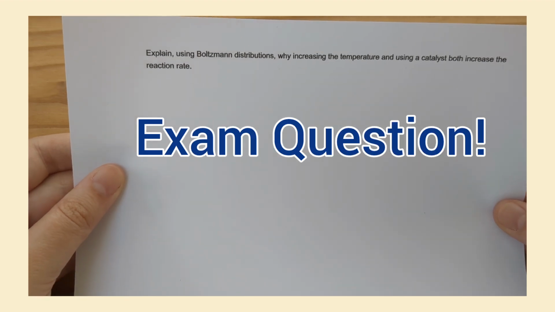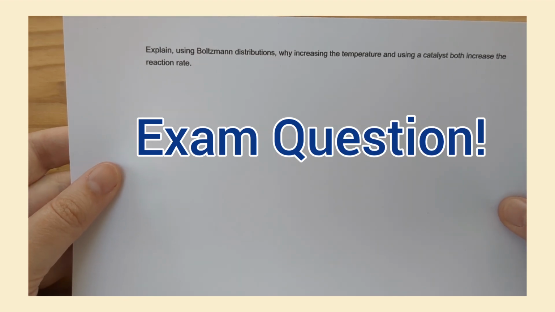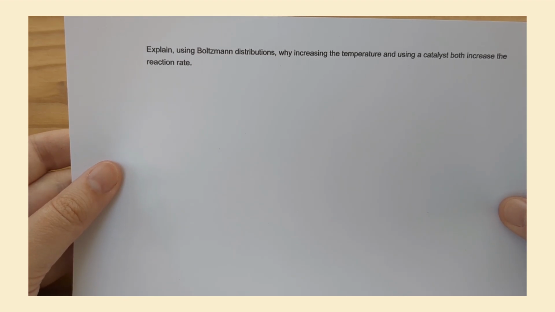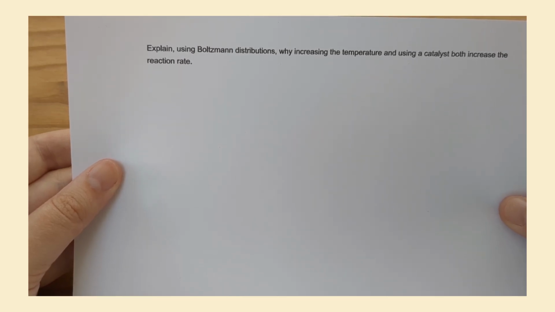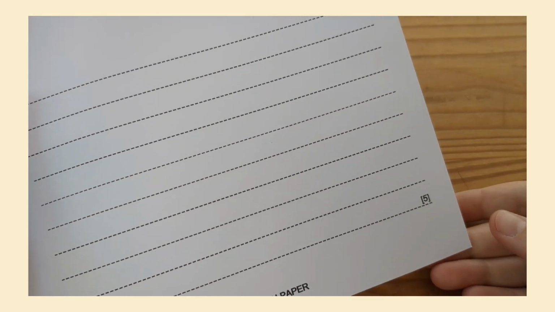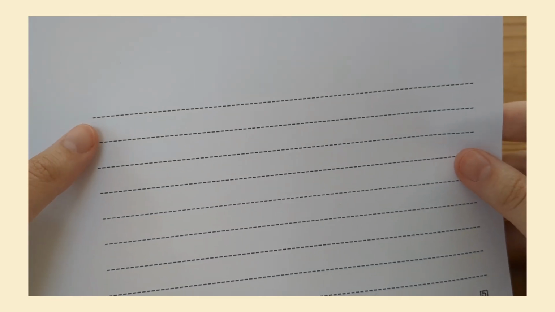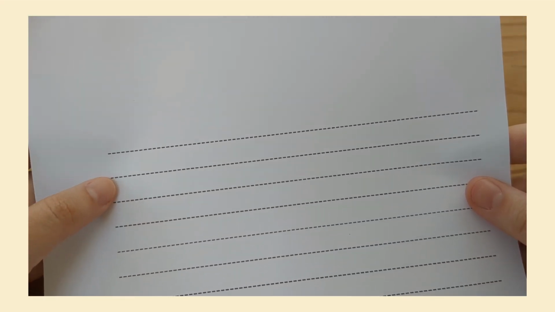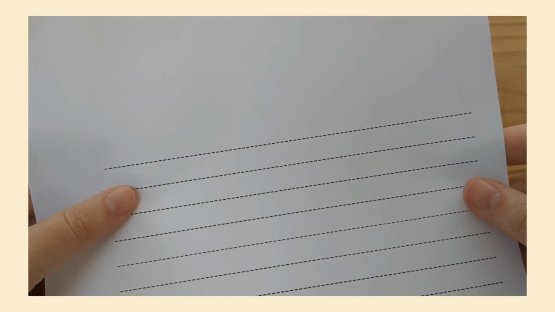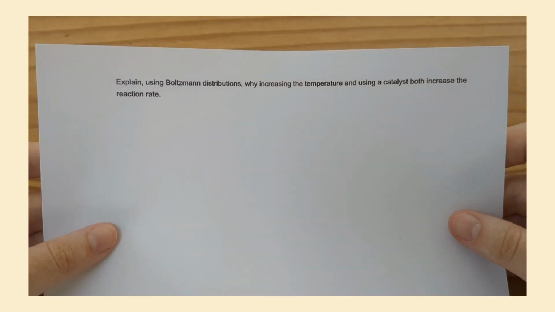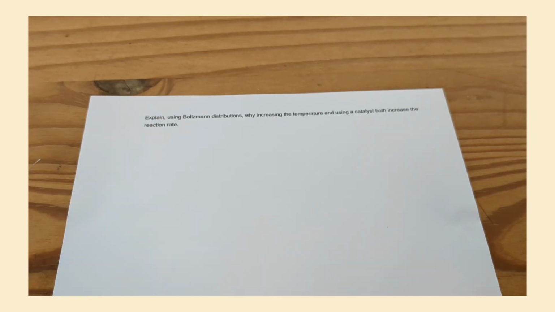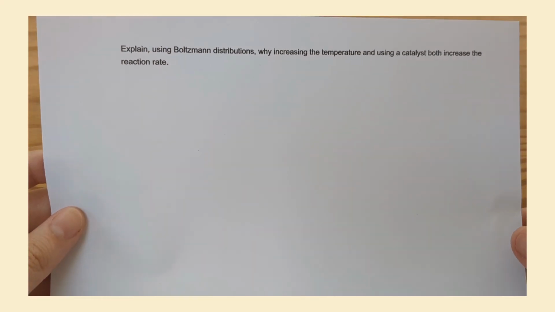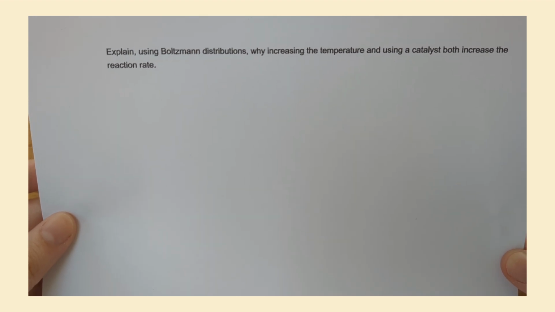Let's finish with an exam question then. The question says, explain using Boltzmann distributions why increasing the temperature and using a catalyst both increase the reaction rate, and it's worth 5 marks. So even though there's a lot of space for a written answer, we actually only get 1 mark from what we write here. The rest of the 4 marks are for the graphs. So if you'd like to have a go at this question yourself, pause the video here.